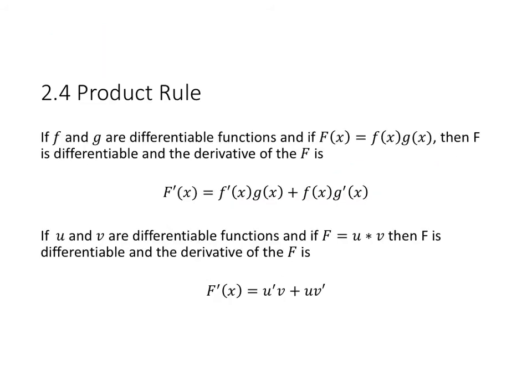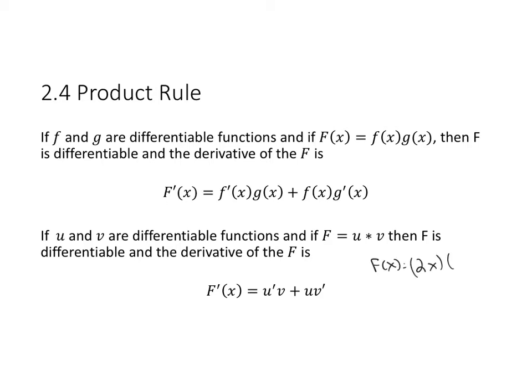So if f and g are differentiable functions and F of x equals little f times little g, then capital F is differentiable and the derivative is f prime times g plus g prime times f. Now, a shorthand version of this is using u's and v's. So I want to do this problem out for you using the u's and v's of the problem.